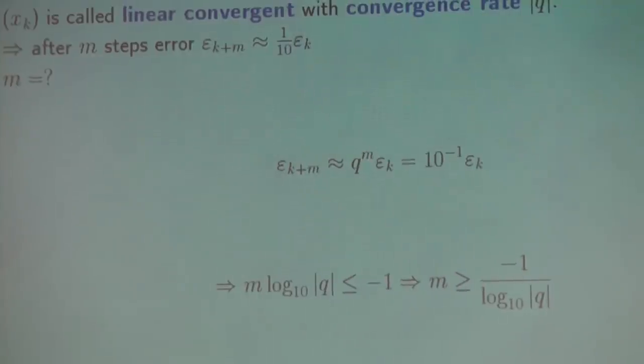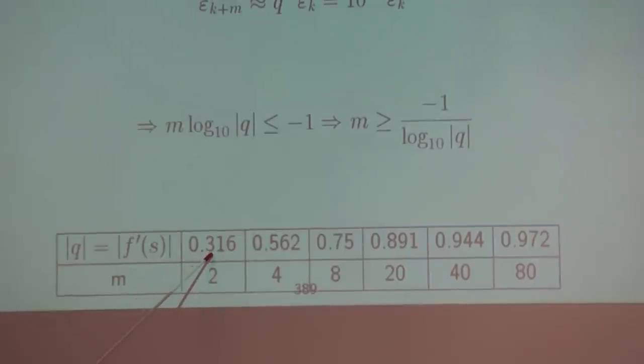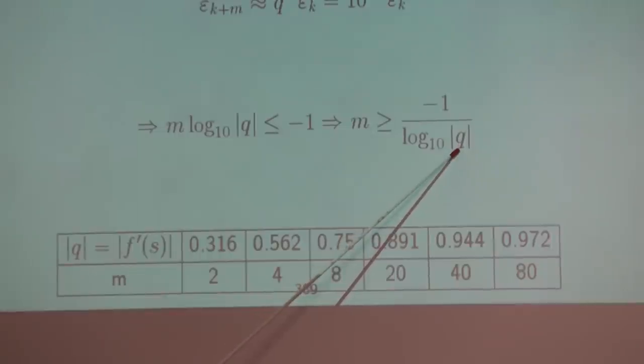Now if we look at a table of this function, then if I know the absolute value of the first derivative here, then the number of steps it takes me to get an additional digit, if the derivative is 0.3, it takes me 2 steps. If it's 0.56, 4 steps. If it's 0.972, we get 80 steps. And of course, this goes to infinity as the first derivative goes to 1. Yeah? Why? Look here. Then q approaches 1 and the log of 1 is 0. And so it goes to infinity.